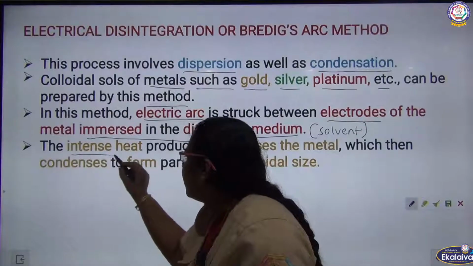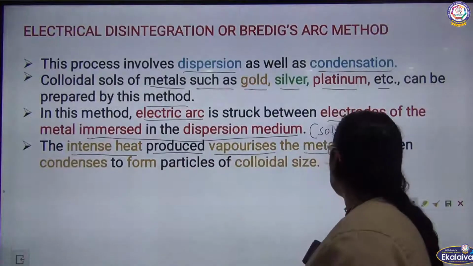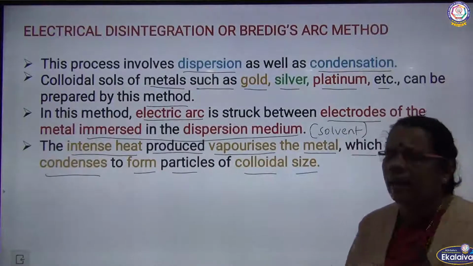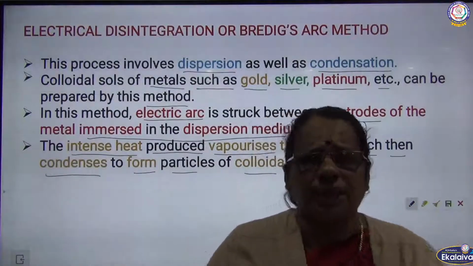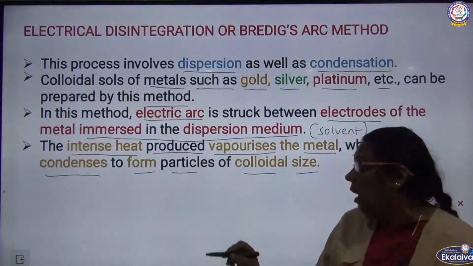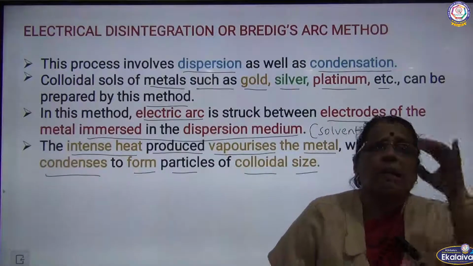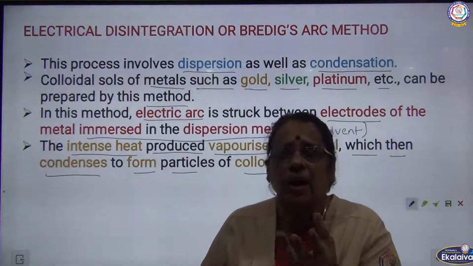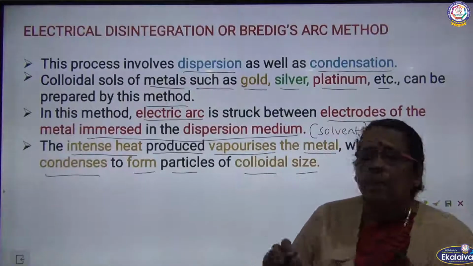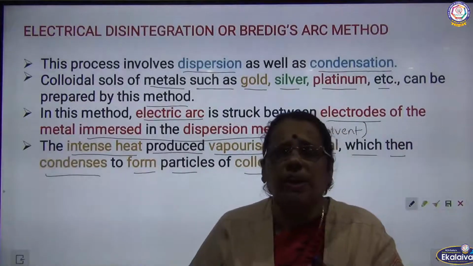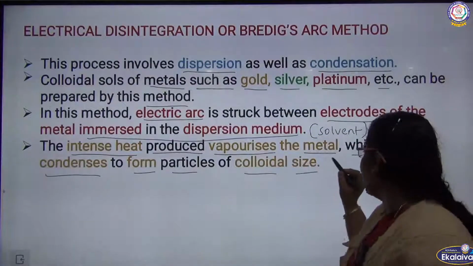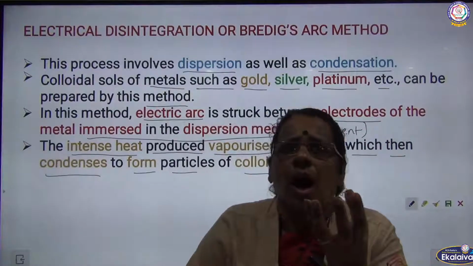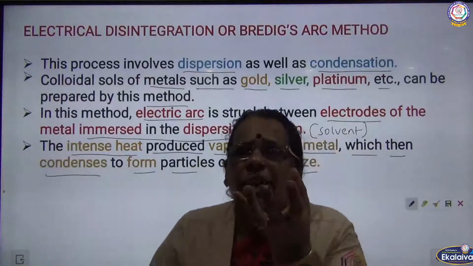The intense heat produced vaporizes the metal, which then condenses to form particles of colloidal size. So here what is happening? I am passing current. The intense heat of the arc produced by passing electricity makes the metal start to vaporize. The metals are converted into vapor form. So on passing current, the intense heat of the arc produces vapors. The metals will be in the form of vapors.